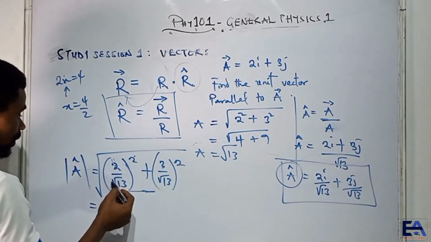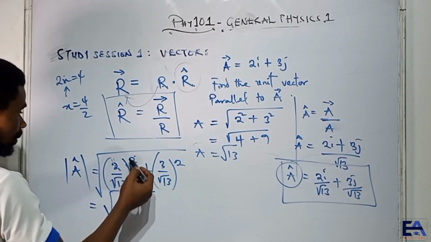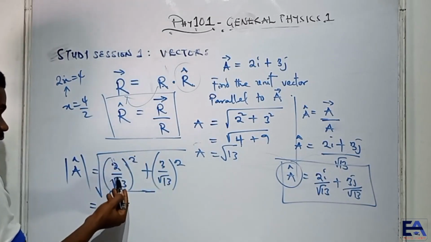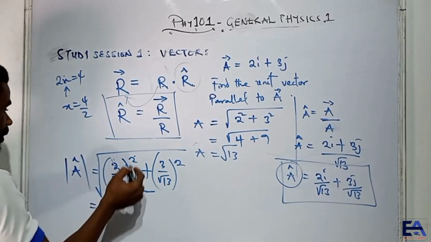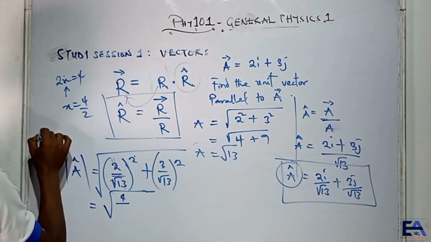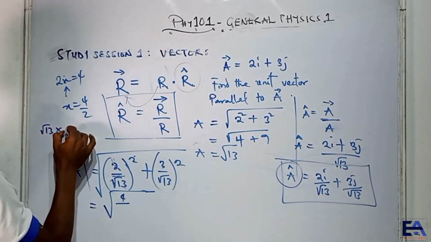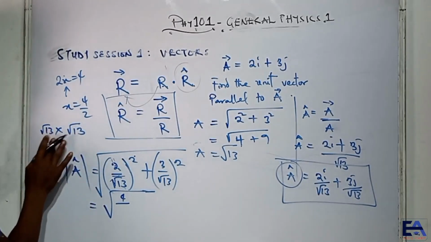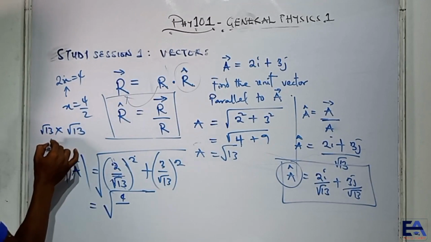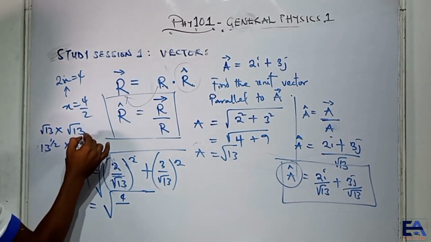Then, according to the law of indices, the square of the square root will remove the square root. Because root 13 raised to power 2 will give us root 13 times another root 13. And according to the law of indices, root 13 is equal to 13 raised to the power half, multiplied by another 13 raised to the power half.